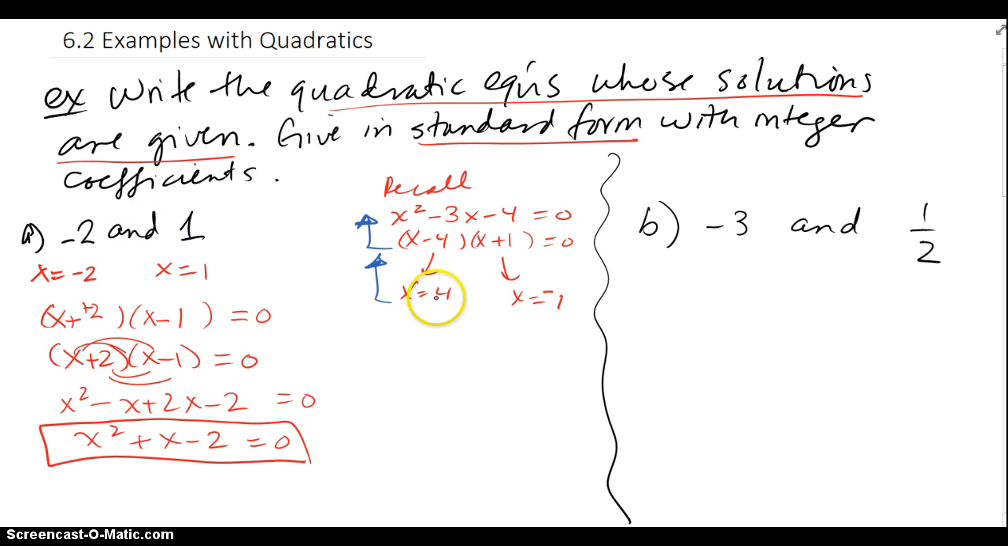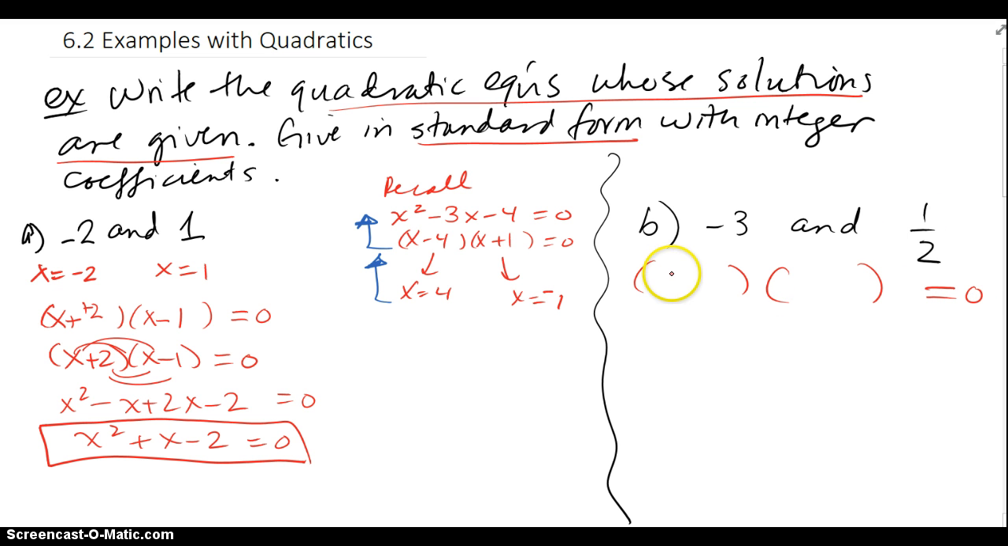So all we did was retrace our steps backwards. The two solutions were popped out, we put them back into the binomials, we multiply everything out, and we get the equation we must have started with. Let's do the same thing for part B. So I'm going to go backwards.